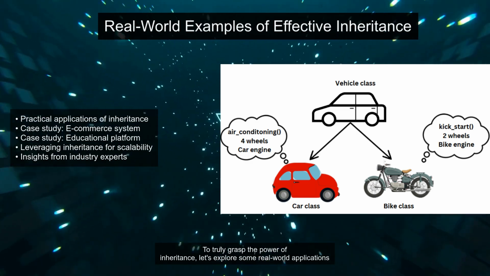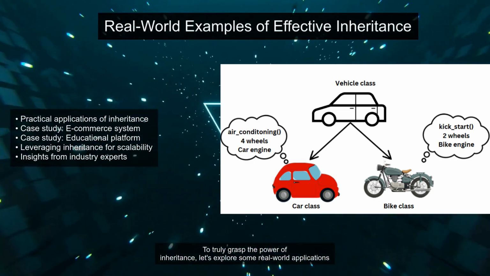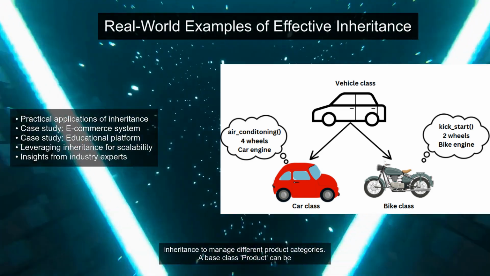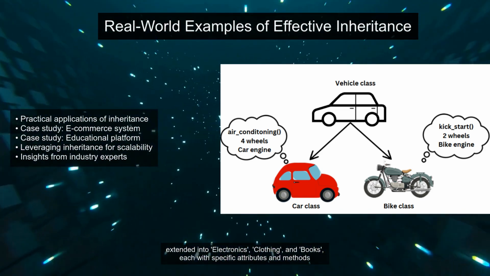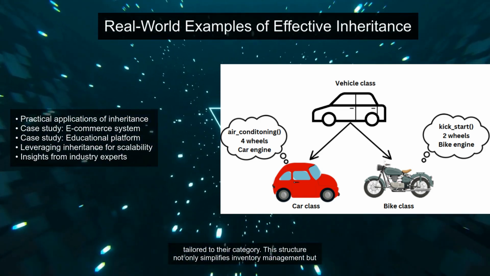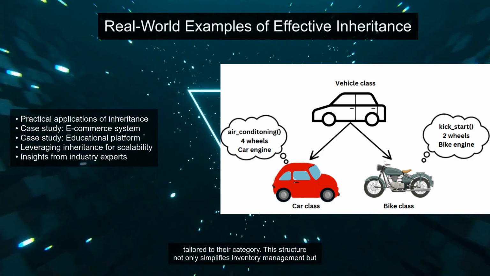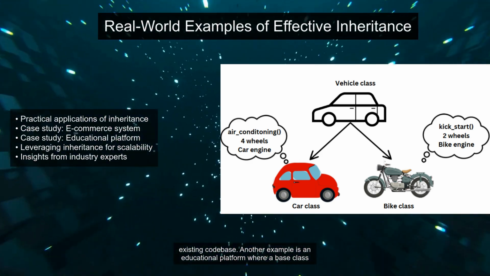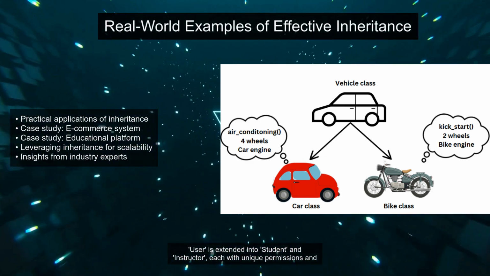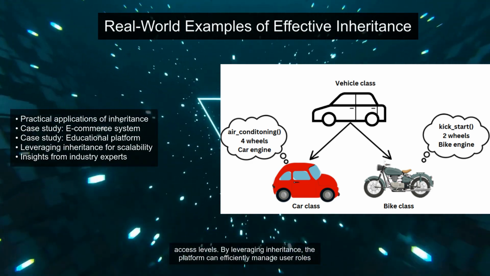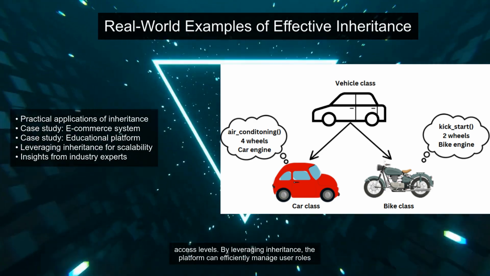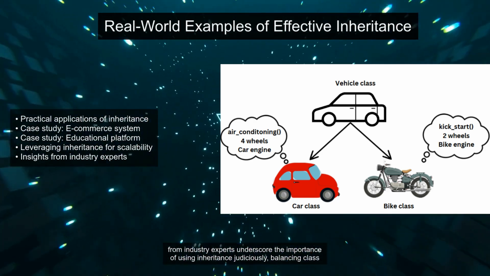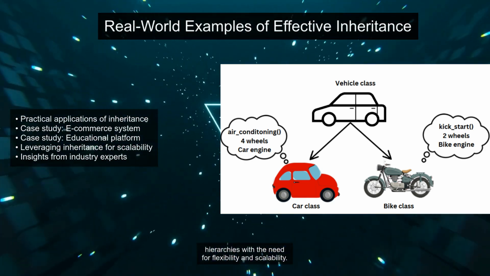To truly grasp the power of inheritance, let's explore some real-world applications where inheritance plays a vital role. Consider an e-commerce system that employs inheritance to manage different product categories. A base class product can be extended into electronics, clothing, and books, each with specific attributes and methods tailored to their category. This structure not only simplifies inventory management but also facilitates the addition of new categories with minimal changes to the existing codebase. Another example is an educational platform where a base class user is extended into student and instructor, each with unique permissions and access levels. By leveraging inheritance, the platform can efficiently manage user roles and permissions, ensuring a seamless experience for both students and instructors. Insights from industry experts underscore the importance of using inheritance judiciously, balancing class hierarchies with the need for flexibility and scalability.